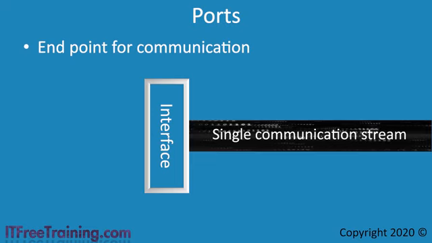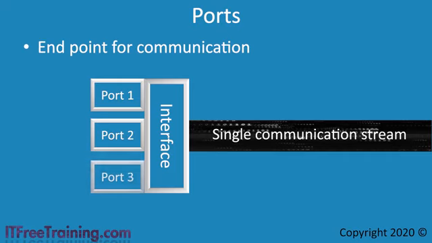Now let's consider that we want to share this communication stream. For example, we have many different users that we want to access this communication stream. In order to do this, we need some way to separate the data, so we know what belongs to each user. In order to do this, we add a number of ports. This allows the user to connect to a particular port. The interface keeps the port's data separate from the other ports using the one connection.